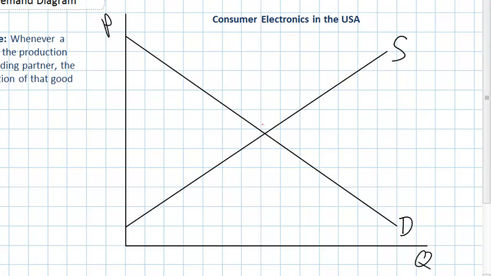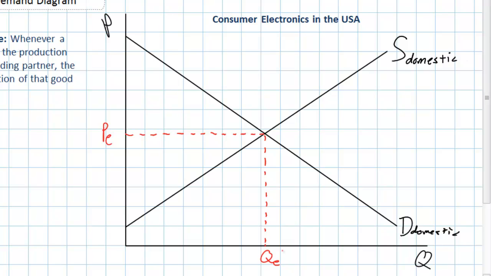Hence, without trade, there would be an equilibrium price of electronics in the United States determined by the intersection of the domestic supply and the domestic demand. So we're going to actually label these demand curves domestic, indicating that this is just the demand from American consumers, and domestic supply, indicating that this is just the supply of electronics produced by American electronics manufacturers.